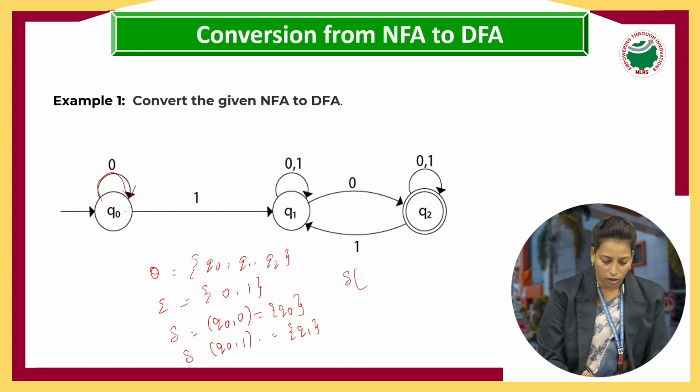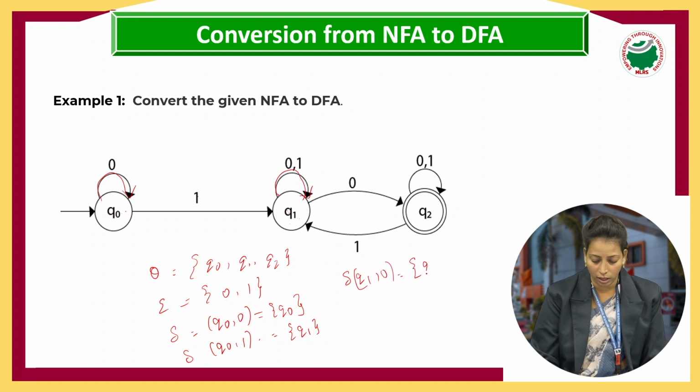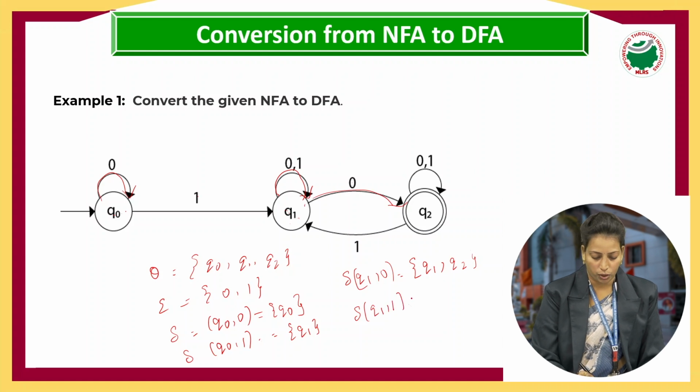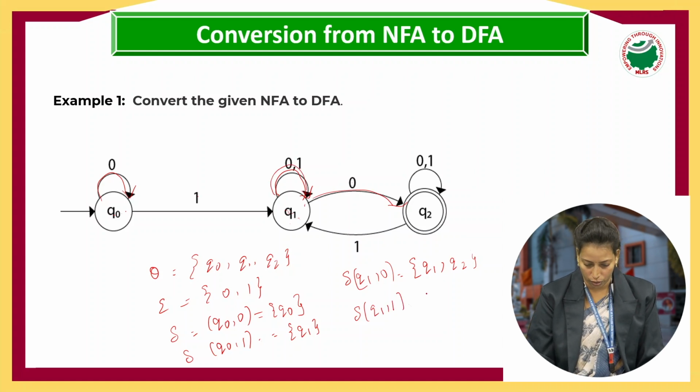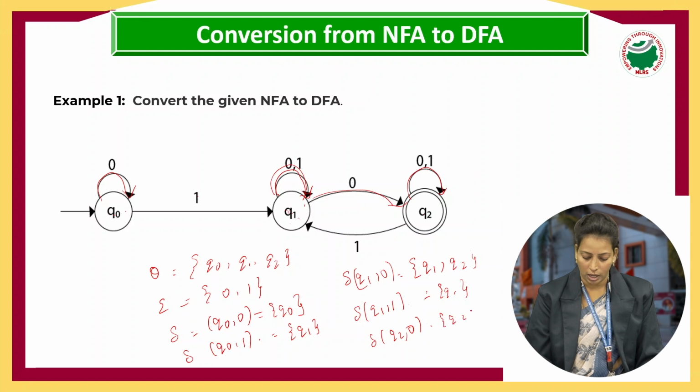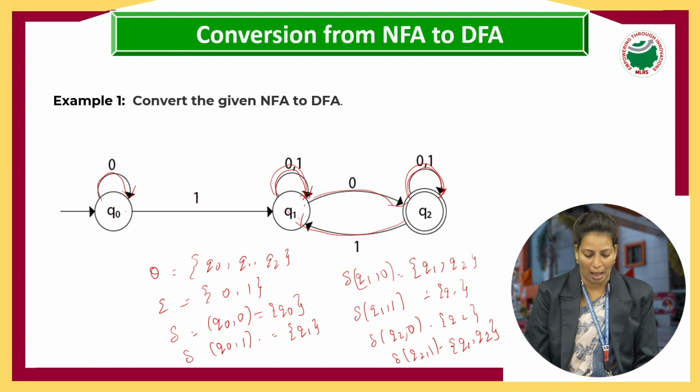Next, delta of Q1 of 0, it moves to Q1 and also it moves to Q2, right? Next, delta of Q1 of 1, it moves to Q1. Next, delta of Q2 of 0, it moves to Q2. Next, delta of Q2 of 1, it moves to Q2 and also it moves to Q1. That means Q1 union Q2, that means Q1 comma Q2. These are the mapping functions.